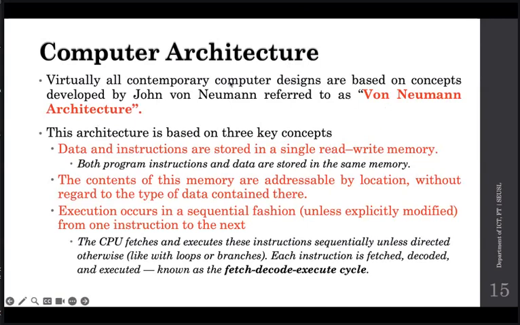There was a person called John von Neumann, and he is the person who proposed one architecture for all the computers. So by his name, we call it the von Neumann architecture. Basically, this von Neumann architecture follows only three basic concepts.